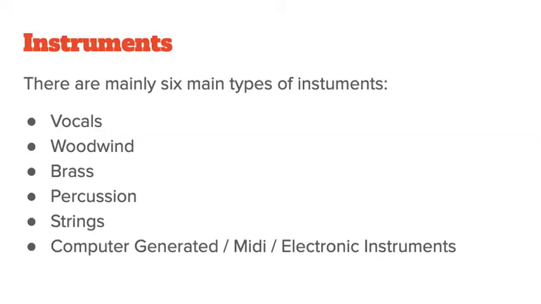So basically, we are talking about what instruments you hear in a piece of music. There are mainly 6 types of musical instruments. There are vocals, woodwind, brass, percussion, strings, and then there is computer generated MIDI or electronic instruments. Basically, nearly every single instrument falls in these 6 categories.